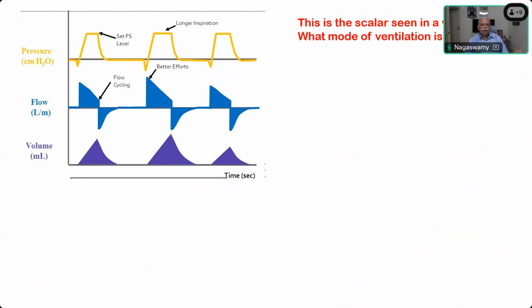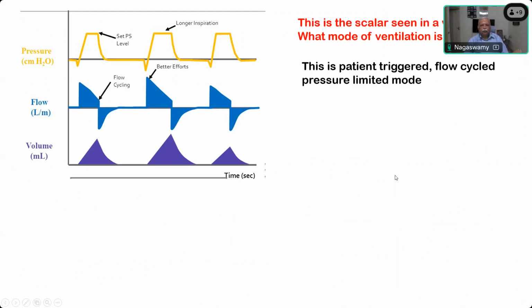This is the scalar seen in a ventilator. What is the mode of ventilation? Pressure support ventilation. Is the patient triggering the ventilator or not? Yes, sir. You can see the negative deflections here. So the patient is triggering. The patient triggered the support, it is a limited mode. It can be called pressure support ventilation.